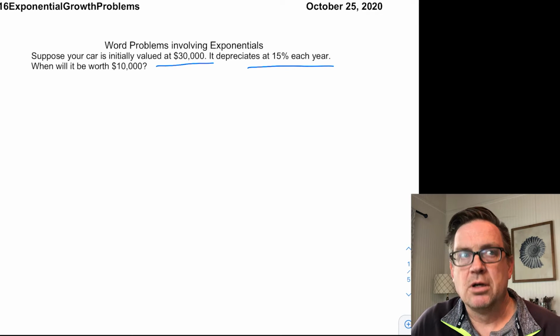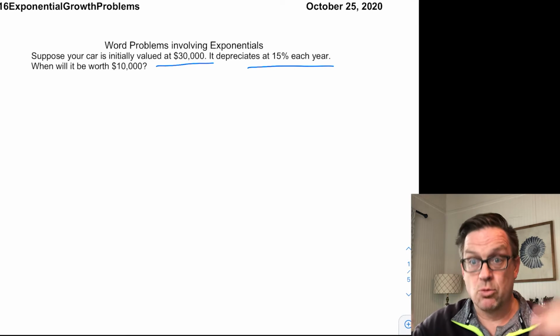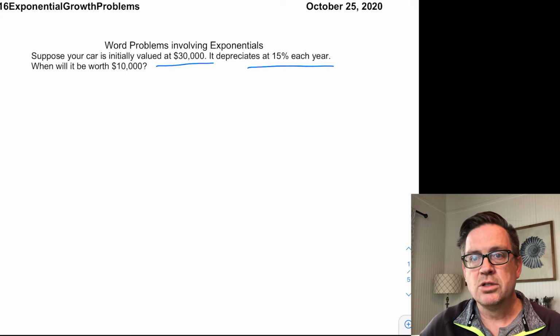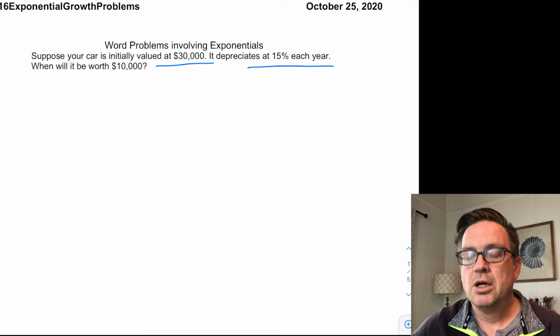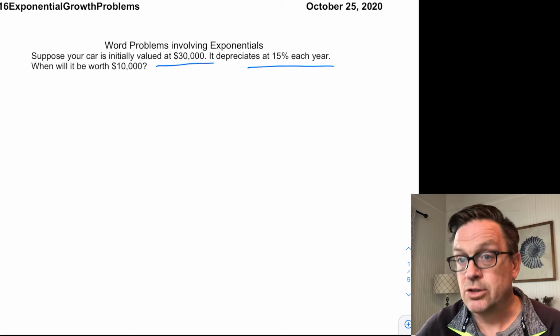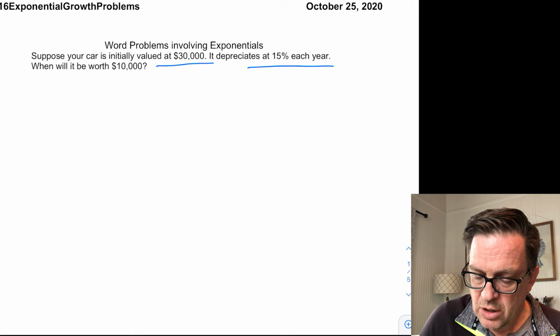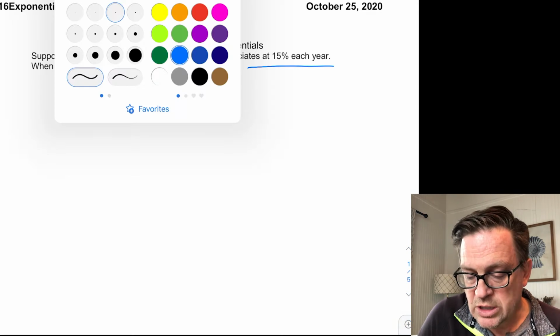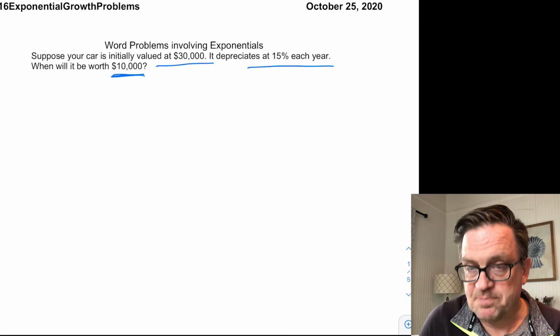Now in real life, cars depreciate much more the first year than they do other years, even in terms of percentage. So this is not exactly true, but let's pretend it's close. So the question is, when will it reach down to 10% or $10,000?